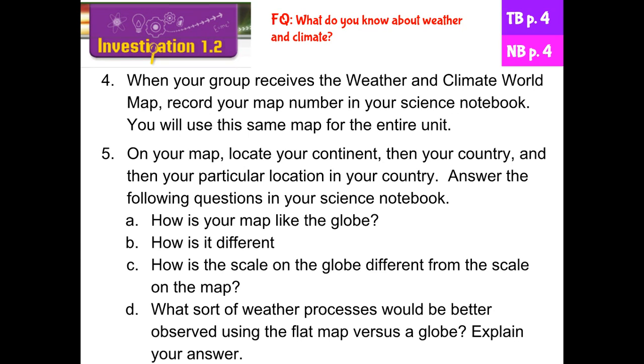So you have a weather and climate world map. That's that flat black and white map. And you're recording your map number in your science notebook. You can use the same map for the entire unit. We're going to be revisiting this map over and over again. And you're going to be talking about the map and how the scale of the map is different than the globe, and what weather processes could be studied better on a flat map versus a globe.